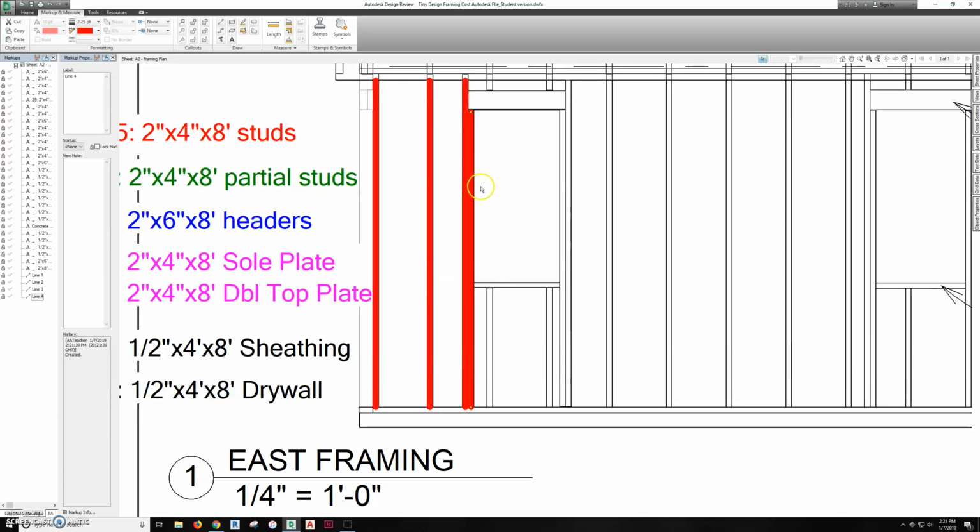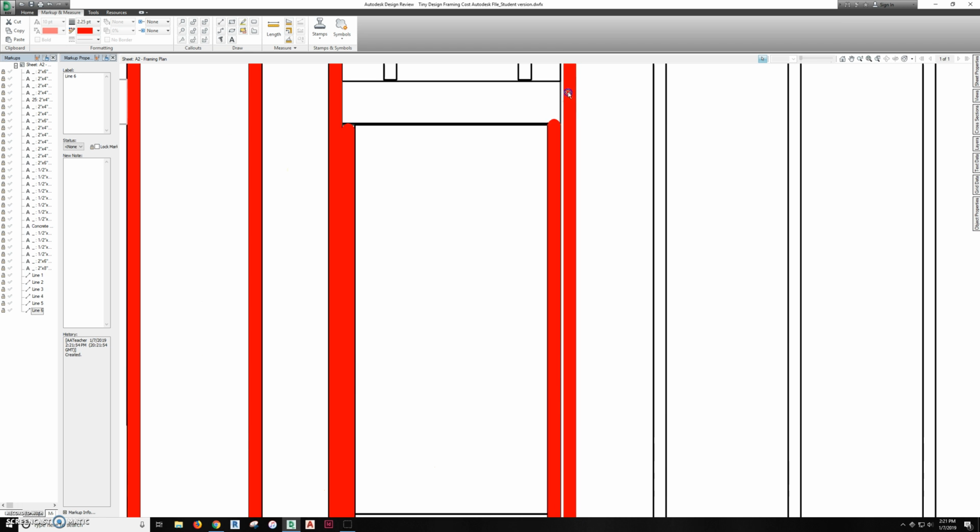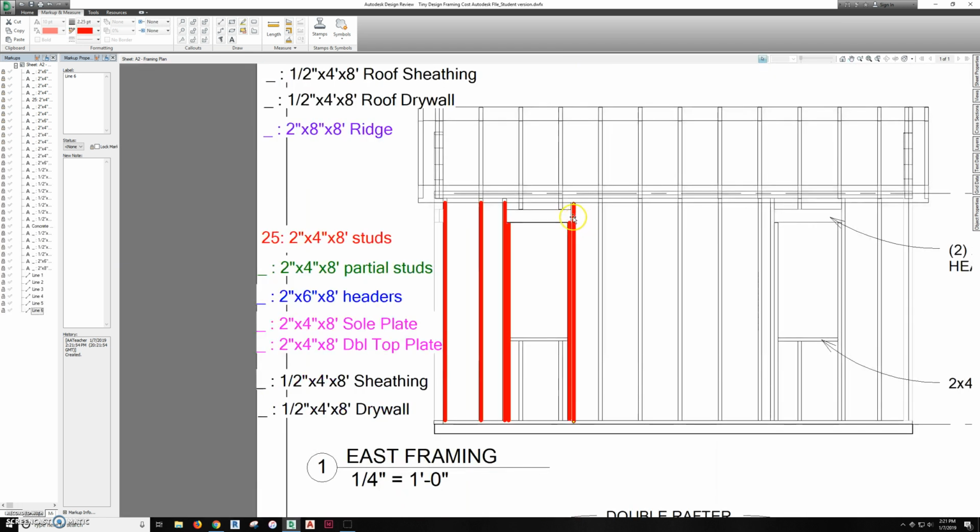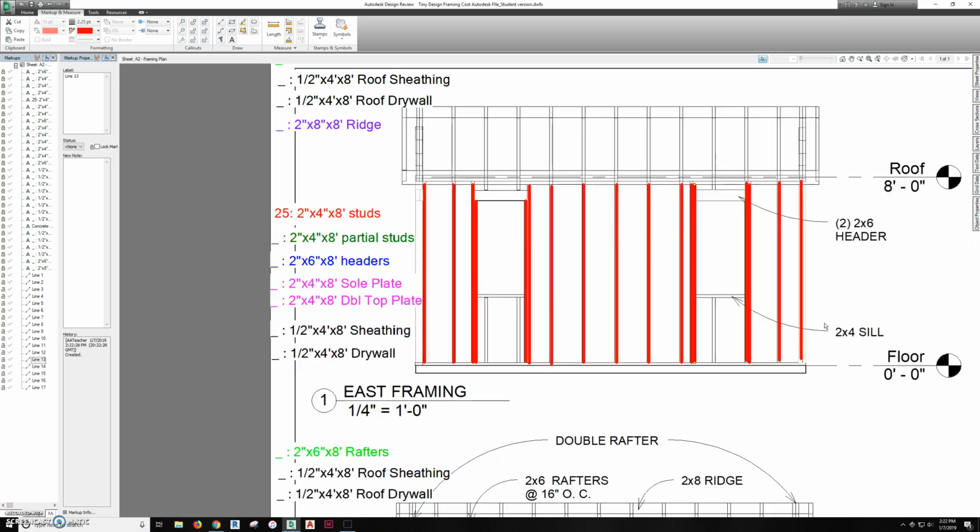And then all I'm doing is clicking and copying and pasting these lines to make my life a little bit easier. Just get them as close as you can. Once you identify all of the studs, you can count up how many red lines you have to figure out how many 8-footers you need.